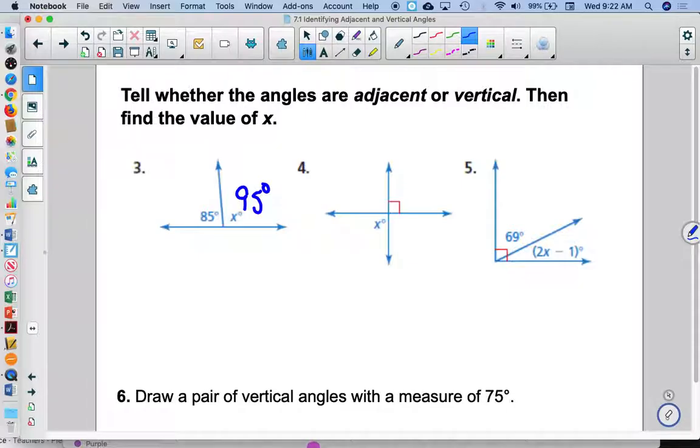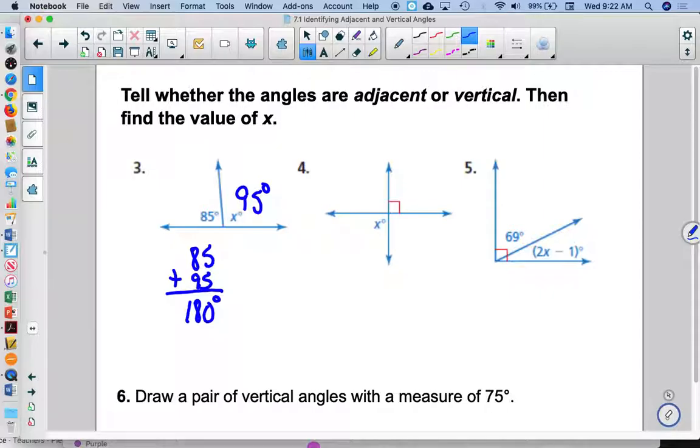Because that angle has the measure of 180, and so if you add them together, they equal 180. Right, I have a straight line, so that has to be 180 degrees. And so to check that, 85 plus 95 has to also equal 180 degrees. Absolutely correct.